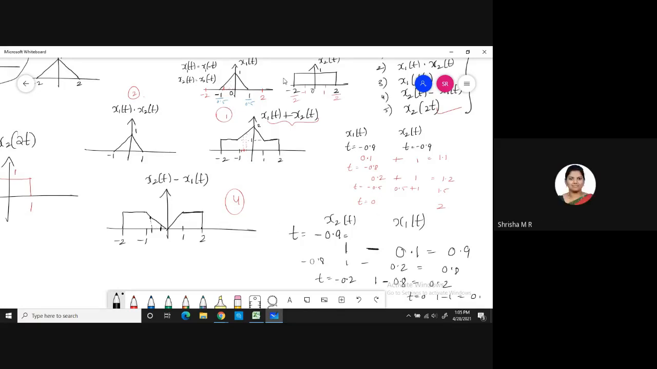At x1 of t, x2 of t, at -0.9, what is the waveform? If you add, what do you get? Is this verifying if you add, or if you subtract, is it verifying? You can analyze from these two graphs.